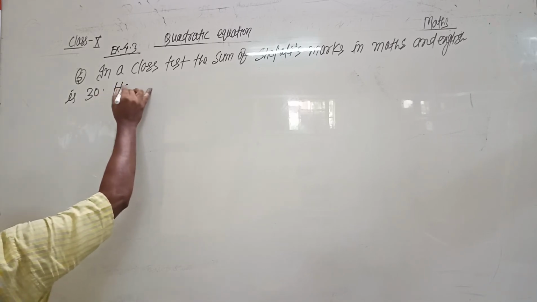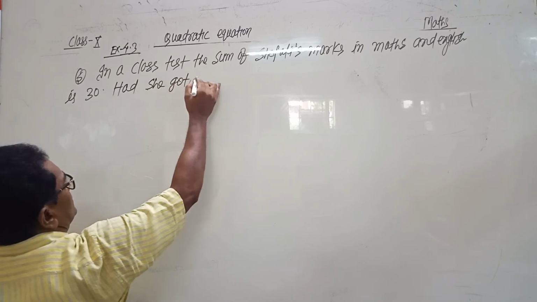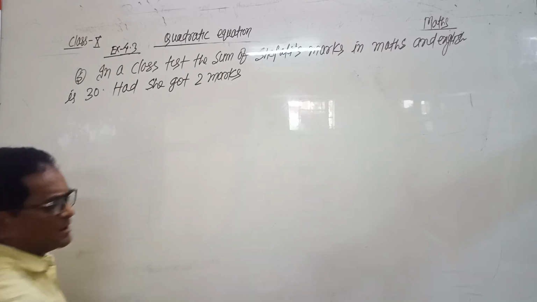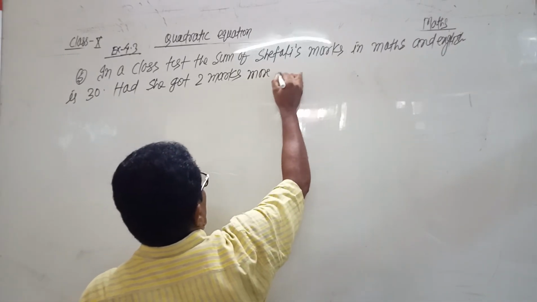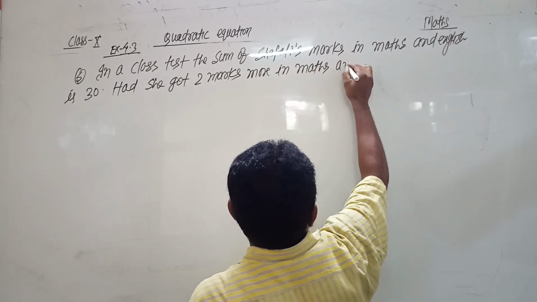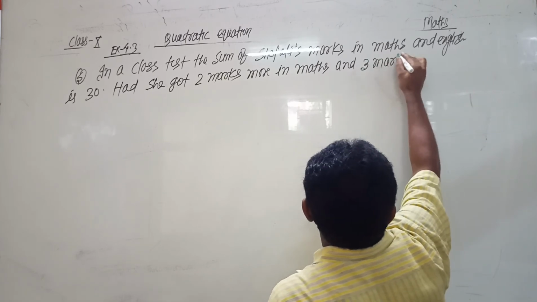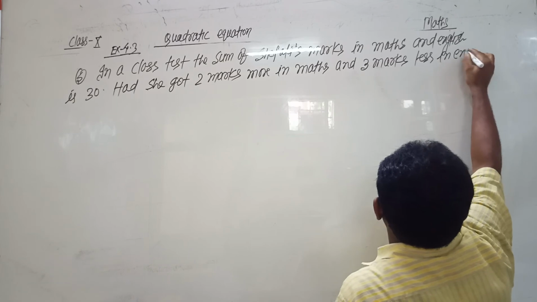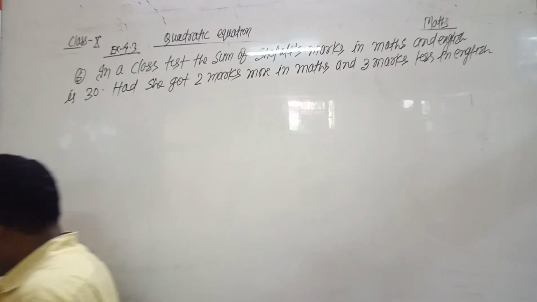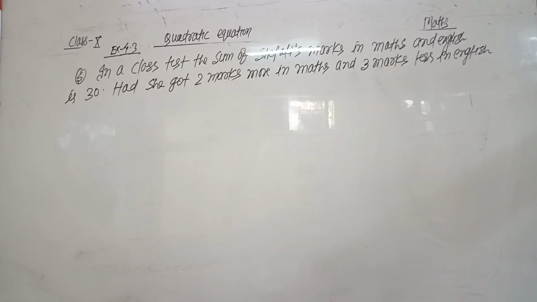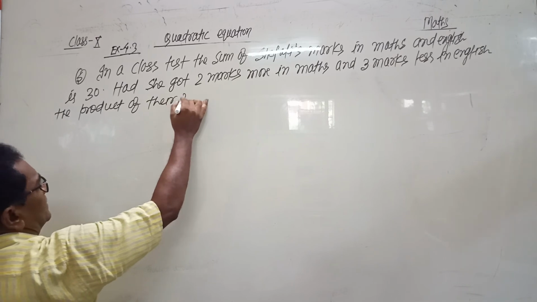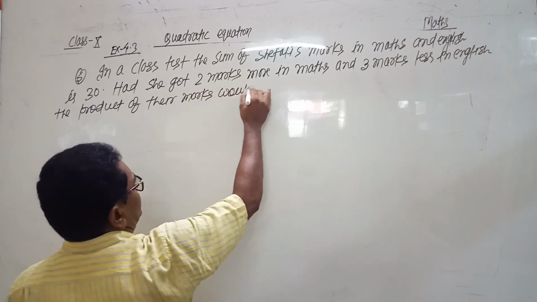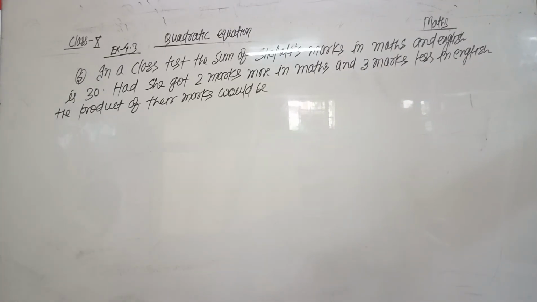Had she got 2 marks more in mathematics and 3 marks less in English, the product of their marks would be 210.